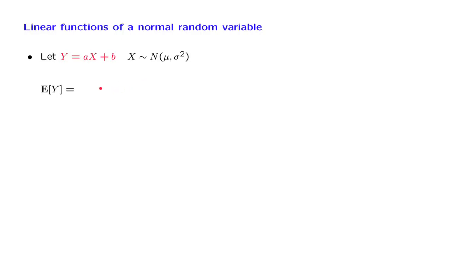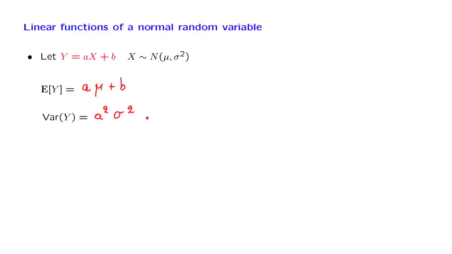What is the mean of y? Well, we know what it is. We have a linear function of a random variable. The mean is going to be a times the expected value of x, which is mu, plus b. What is the variance of y? We know what is the variance of a linear function of a random variable. It is a squared times the variance of x, which in our case is sigma squared.